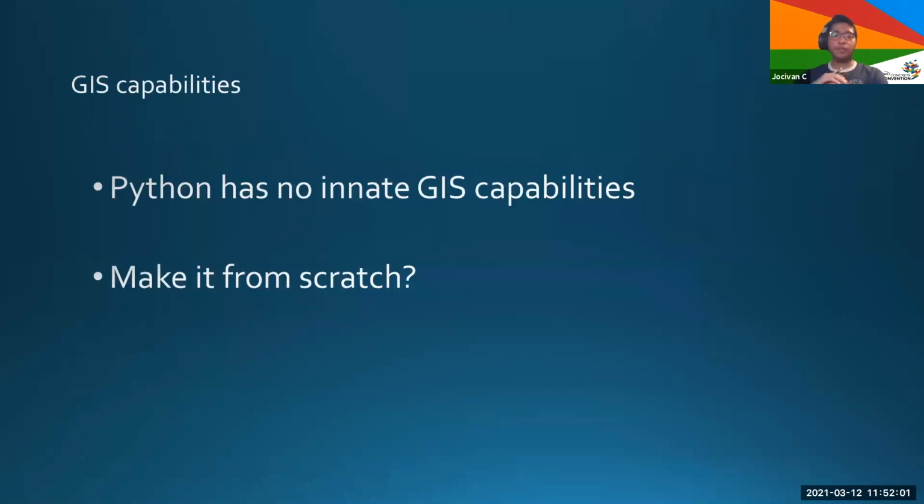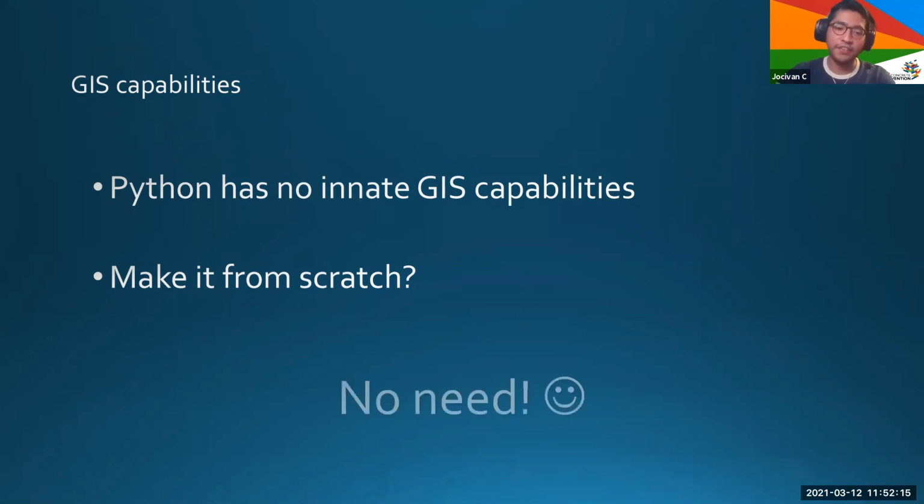So GIS capabilities. Python as is doesn't come with any pre-programmed GIS tools or functions that you can use straight from the get-go. So with that in mind, would that mean we have to make everything from scratch? And the truth is, not really.